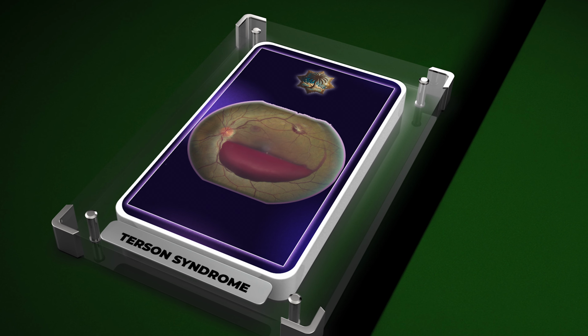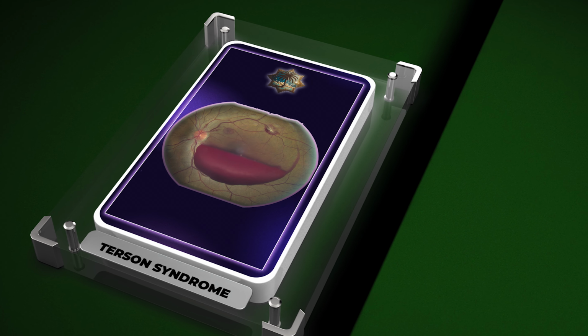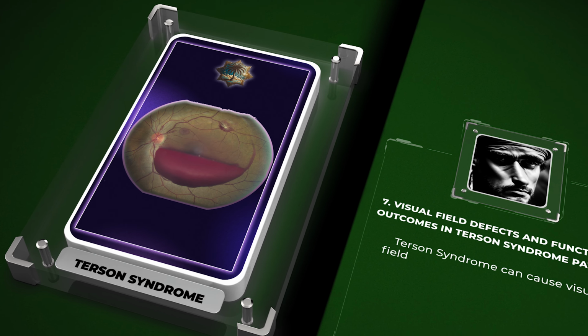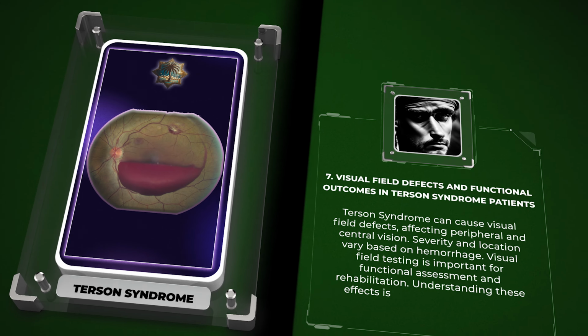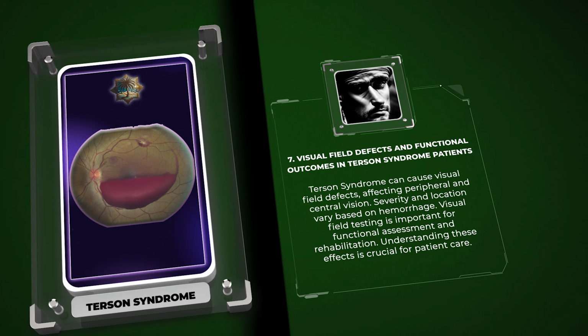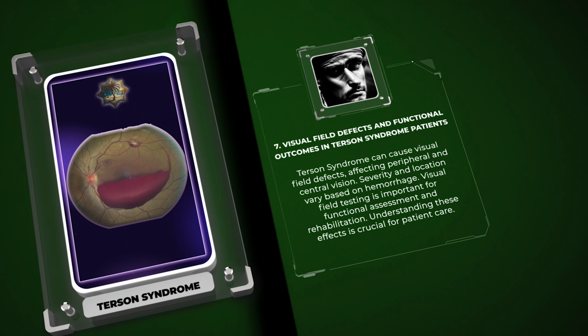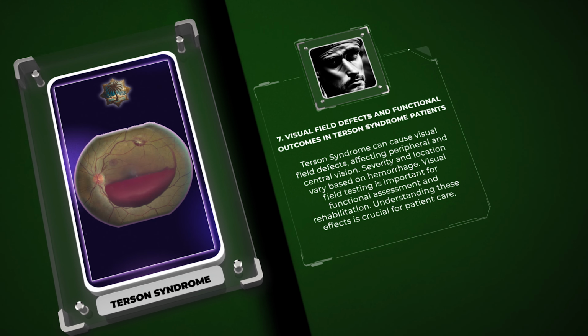Terson syndrome can cause visual field defects, affecting peripheral and central vision. Severity and location vary based on hemorrhage. Visual field testing is important for functional assessment and rehabilitation. Understanding these effects is crucial for patient care.